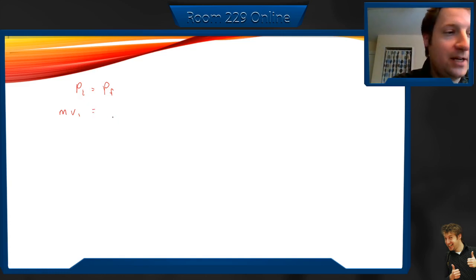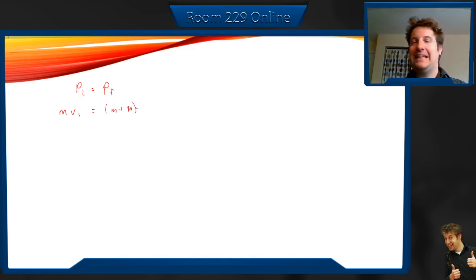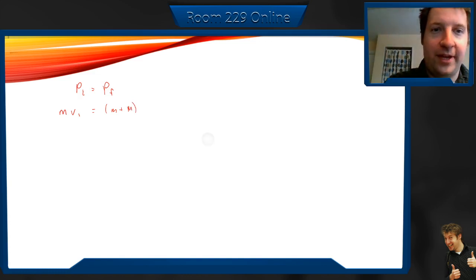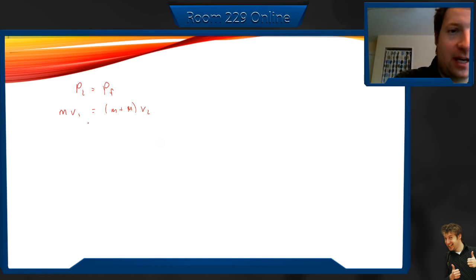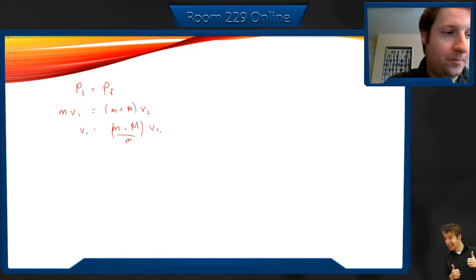That's going to be then finally equal to the sum, right? The whole thing together, because it's going to be inelastic. They're going to stick together into one thing, and they're going to travel at some velocity v2. So from a momentum point of view, that's all that happens. And I can then isolate. So v1 is going to be equal to m plus big M all over little m, all multiplied by v2.